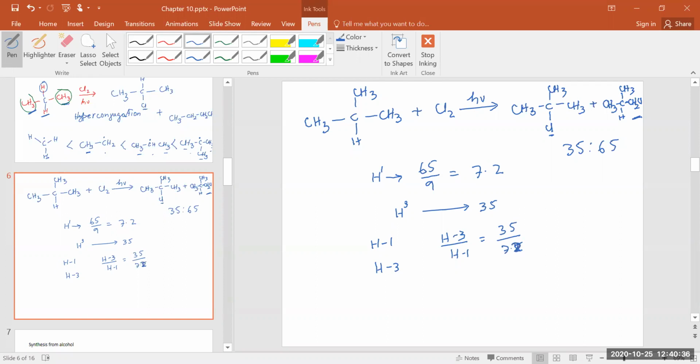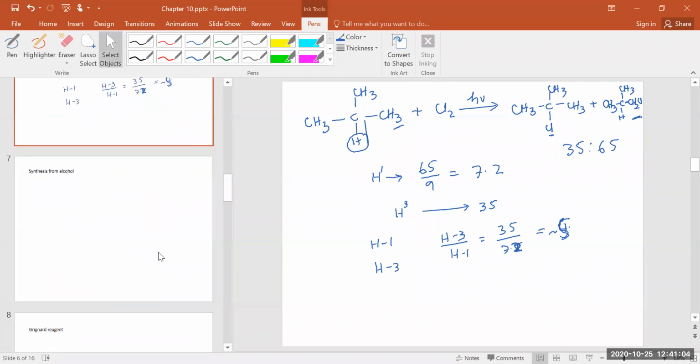So it will be almost 4 point, let's say, so it is almost, you can say 5. Okay, the ratio is 5. So it means that this tertiary hydrogen is almost 5 times more reactive than the primary hydrogen for chlorination via free radical mechanism.